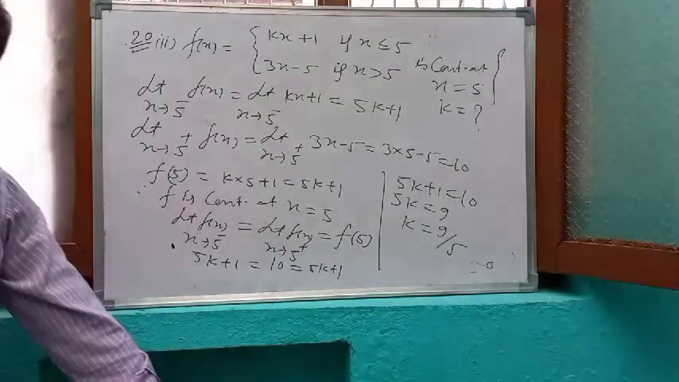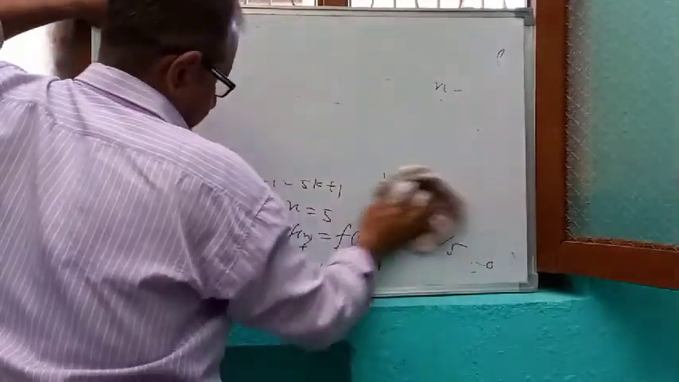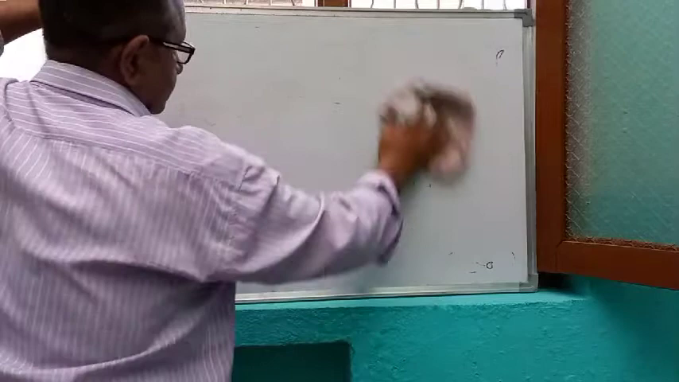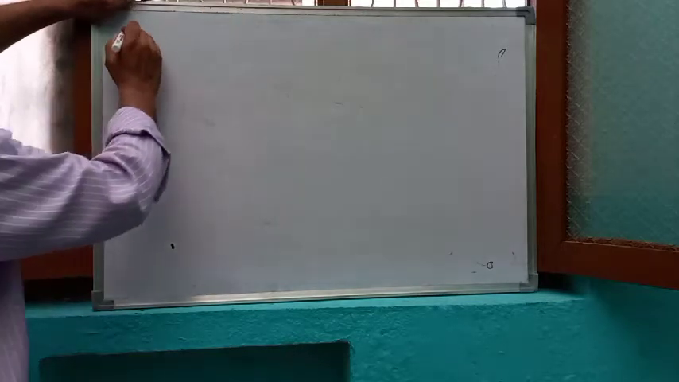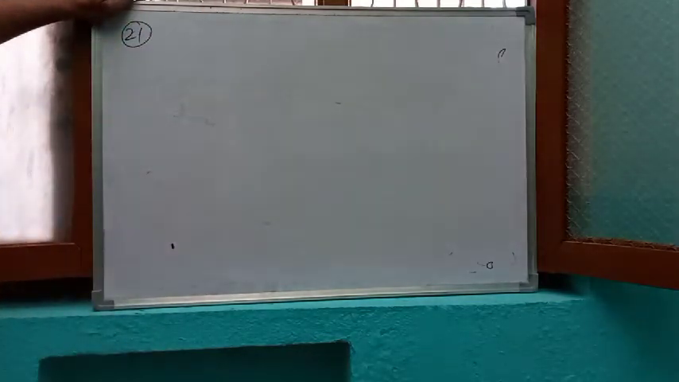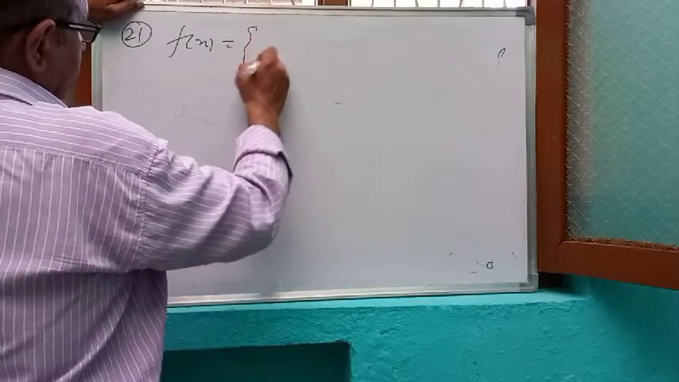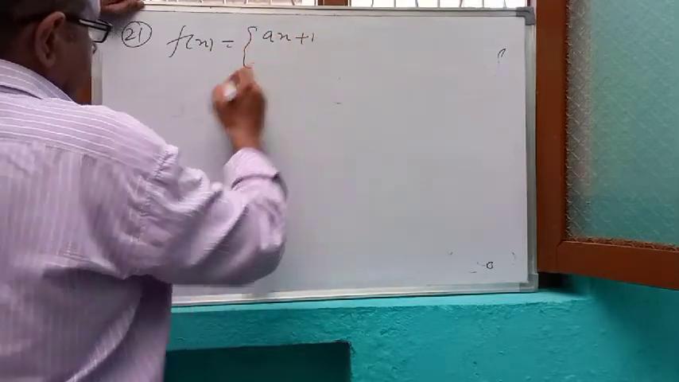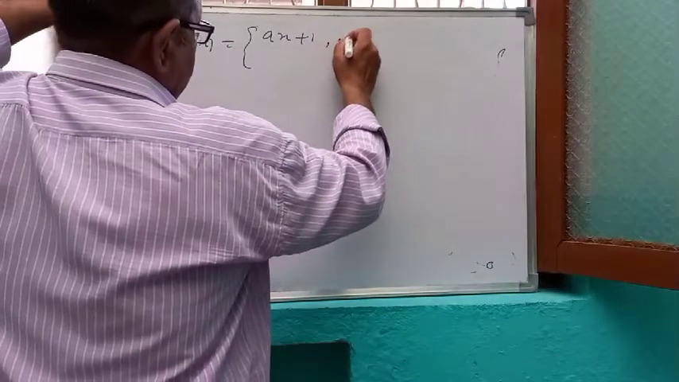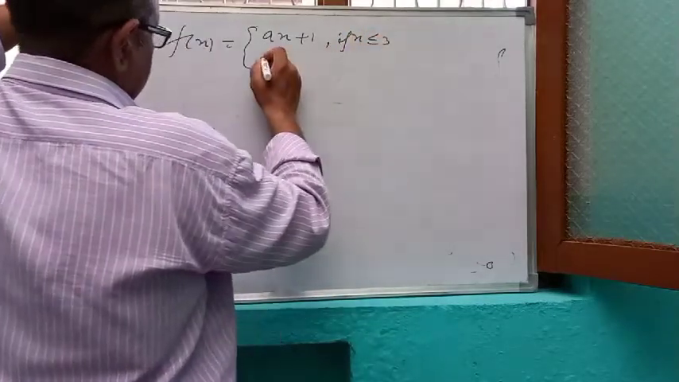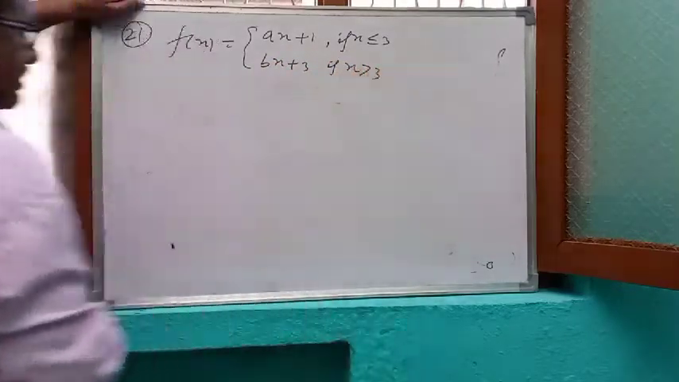Now see question number 21. f(x) is equal to ax plus 1 if x is less than or equal to 3, and it is bx plus 3 if x is greater than 3.